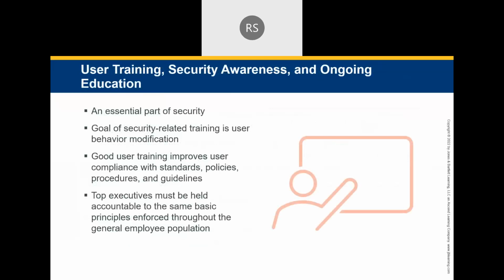Now, some key points to consider about user training is that user training is not a one-time event. This is something that's an ongoing process that requires continuous refinement and education. These programs should also be tailored to the specific needs and risks of the organization. Now, one of the things that you want to use for user training is you want to incorporate real world examples and scenarios to make the training relevant and engaging to the employees.